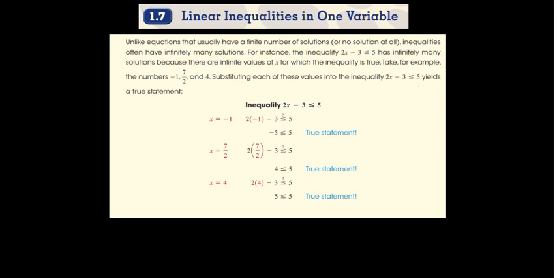Of course that makes sense because if we were to actually solve this, x would have to be less than or equal to 4. So every single number less than or equal to 4 would make that true. And of course all three of these are indeed less than or equal to 4. Of course, 4 is equal to 4.